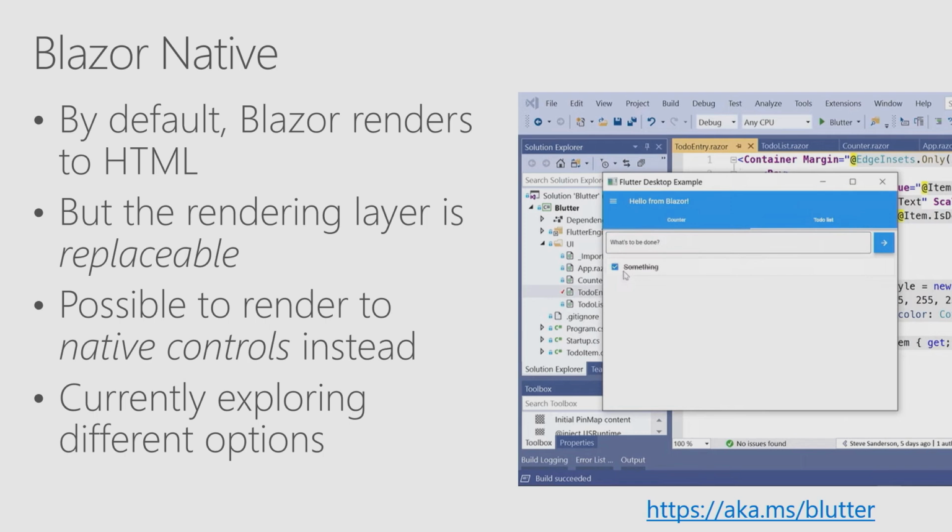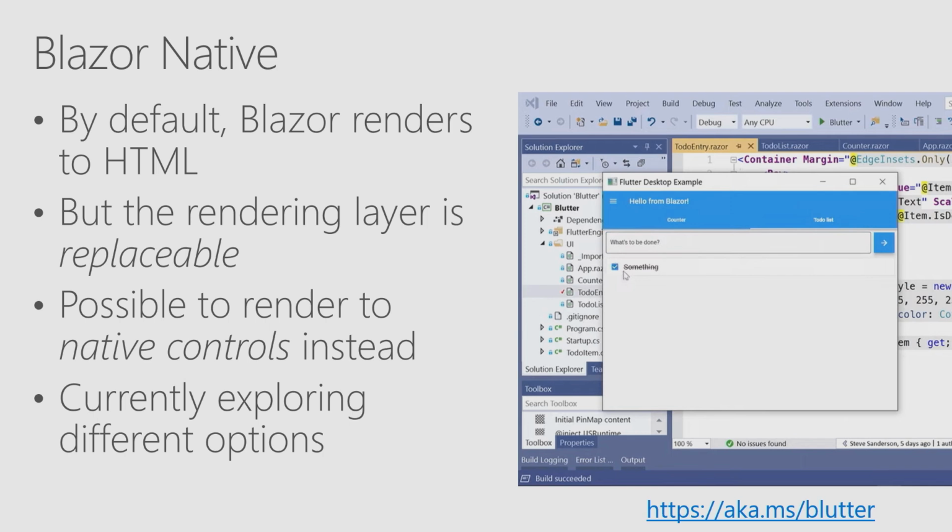There's a really cool demo that is just a tech demo, an experiment. It's not anything that we have any plans to ship, but that Steve Sanderson did at NDC Oslo earlier this year. What he did is he took the Blazor renderer, he replaced it with a renderer that could render to native Flutter controls. So he was able to build a Flutter app using Blazor, writing his code in C#. Normally Flutter apps would be written with Dart. It's a pretty cool demo. You can take a look at it at the link below, aka.ms/blutter.